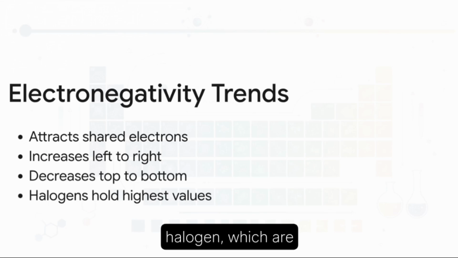Because of this, the halogens, which are situated on the far right just before the noble gases, possess the absolute highest electronegativity values on the entire table. Fluorine, for instance, is the reigning champion when it comes to attracting electrons.